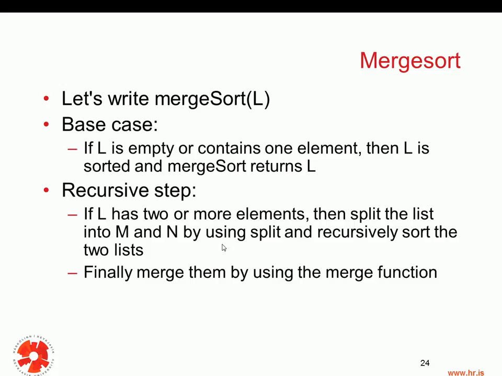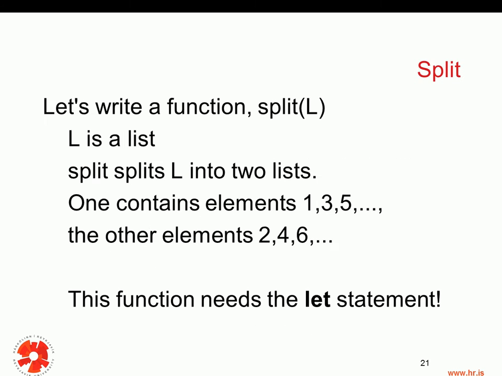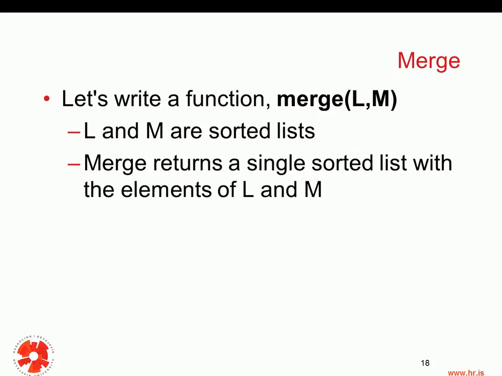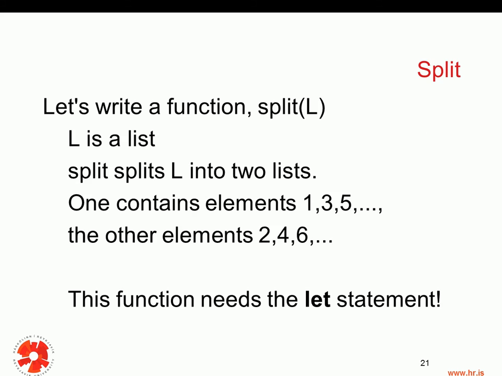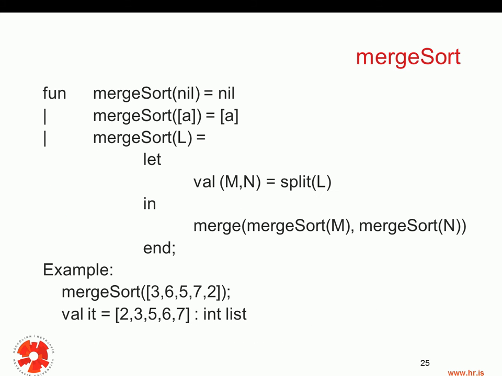Notice that we recursively sort the two lists. That means that at the very end, the two lists are sorted. And then we can call the merge function, because that was our assumption in merge. Merge assumed that the two lists were already sorted, and merged these two sorted lists and gave back a single sorted list. So this is our function merge sort.